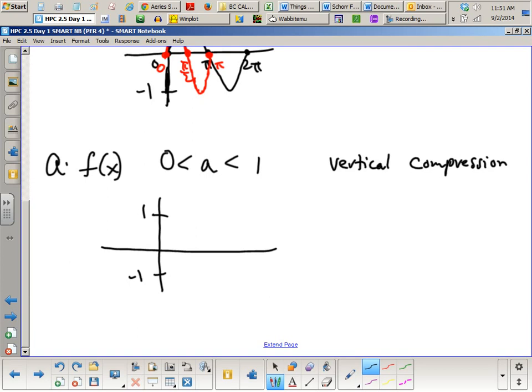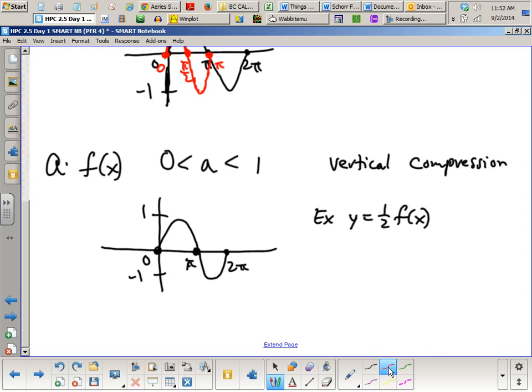So this is the original graph. It passes through 0, pi, and 2 pi. If you were to try to graph y equals 1/2 times f of x, which is the case we're doing right now, half on the outside, this is a vertical compression. So how does this work?